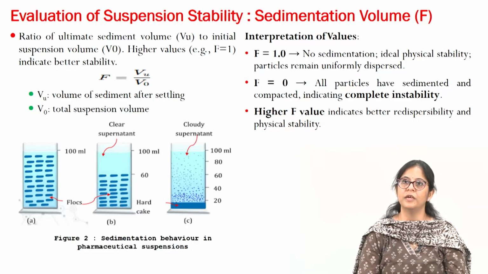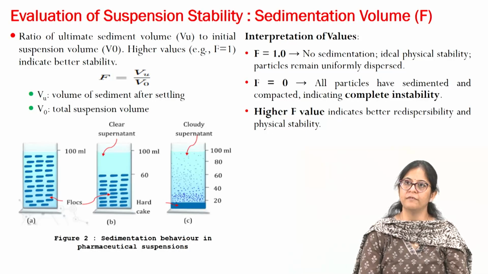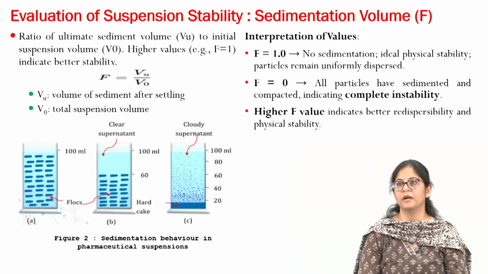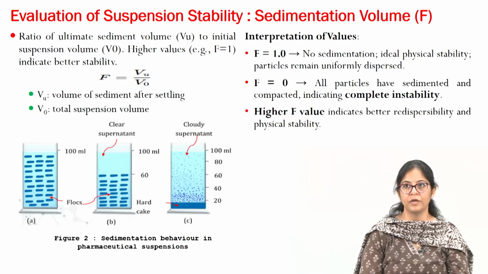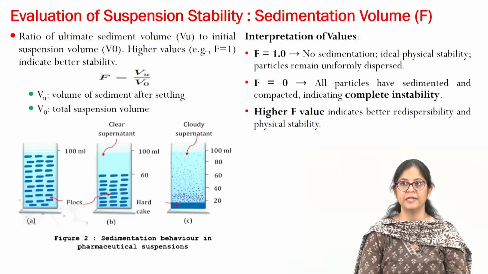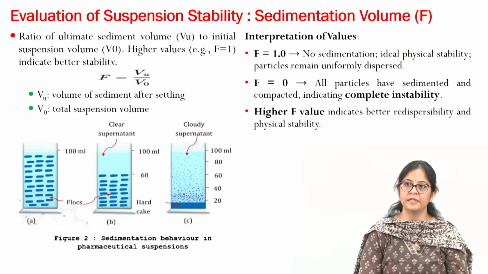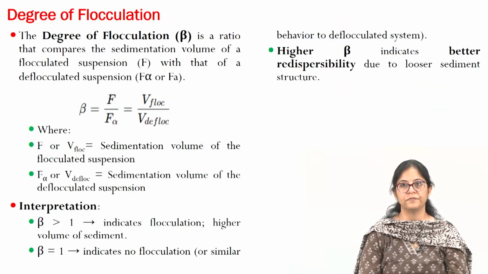So, when the F value is equal to 1, no sedimentation occurs. It is ideal physical stability, that is, the dispersed phase is very uniformly dispersed throughout the dispersion medium. F equal to 0 means all particles have sedimented and compacted, indicating complete instability. So, the higher the F value, the better the redispersibility and physical stability of the suspension.